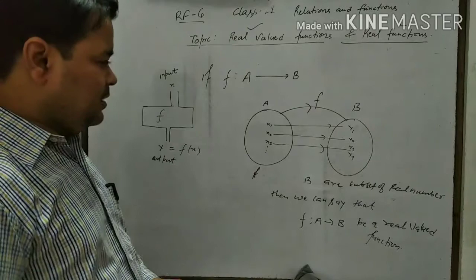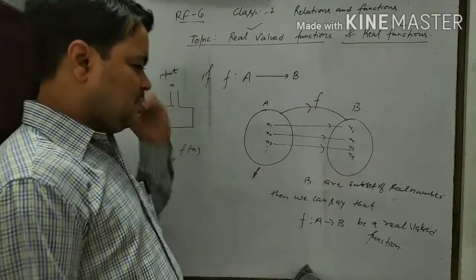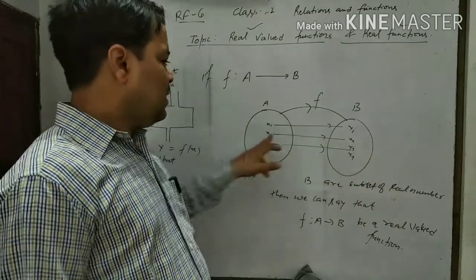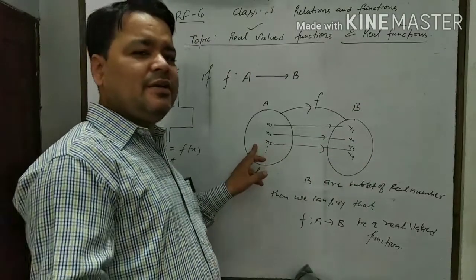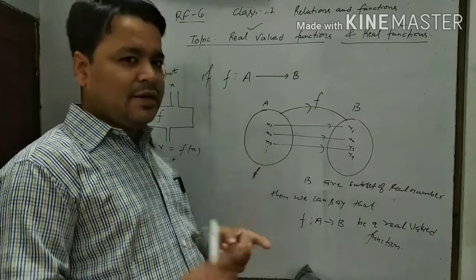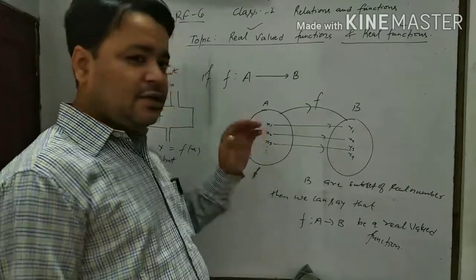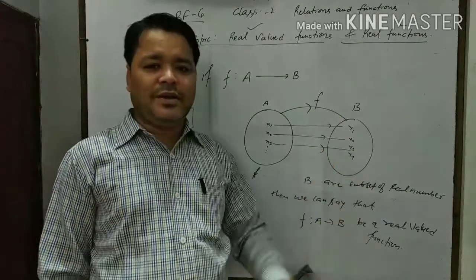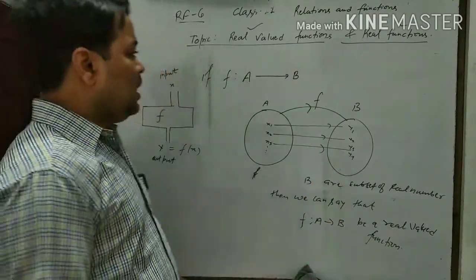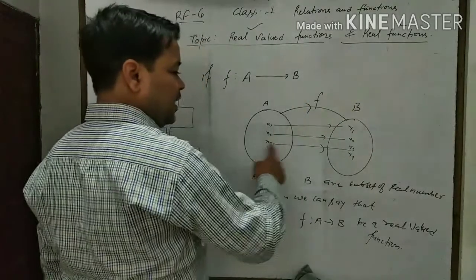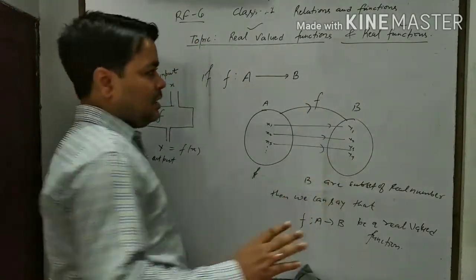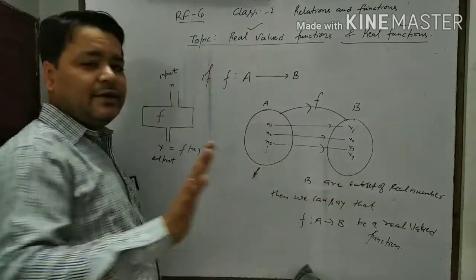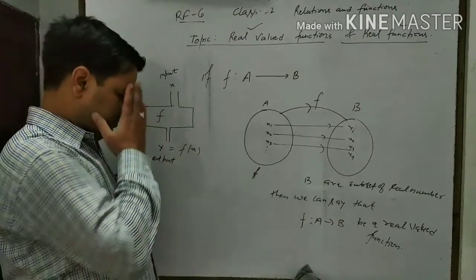Okay, here what is the difference? Only b should be a real number, a need not be real. For a real valued function, a need not be real, but b should be a real number. In a real function both a and b should be real, but for a real valued function only b should be real, a need not be real.